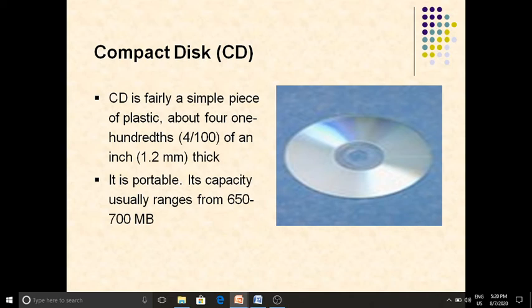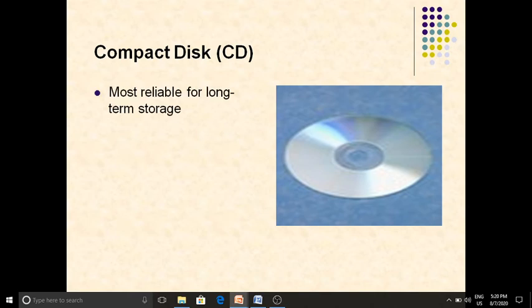You can copy the data in the CD and you can take it anywhere. That is the meaning of portable. And the capacity of storing the data in a CD is from 650 to 700 MB. Okay students, so this is about CD.